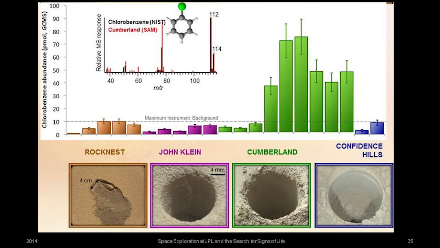Another interesting discovery is an organic material called chlorobenzene on the surface of Mars. Here are 4 areas where we analyzed samples. The first one was just a scoop of material we picked up called Rock Nest, then John Klein's site, and then comes Cumberland, and suddenly we see a very high level of this chlorobenzene molecule. We know it is chlorobenzene because we can compare the measurements we make on Mars with laboratory samples here on Earth. That's the little inset that you see there. The red is on Mars and the black is on the Earth, and you can see the spectra match very well. And then at Confidence Hills, it's low again. A very interesting discovery. We did not know that these kinds of organics exist on Mars.